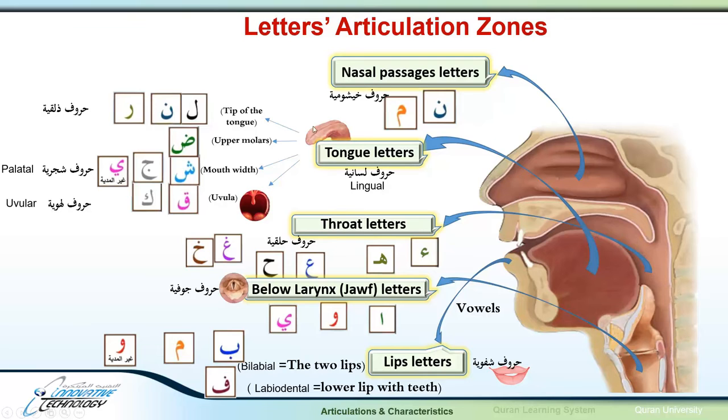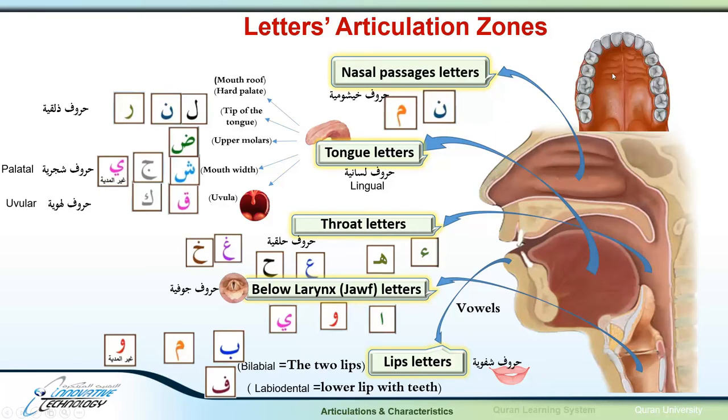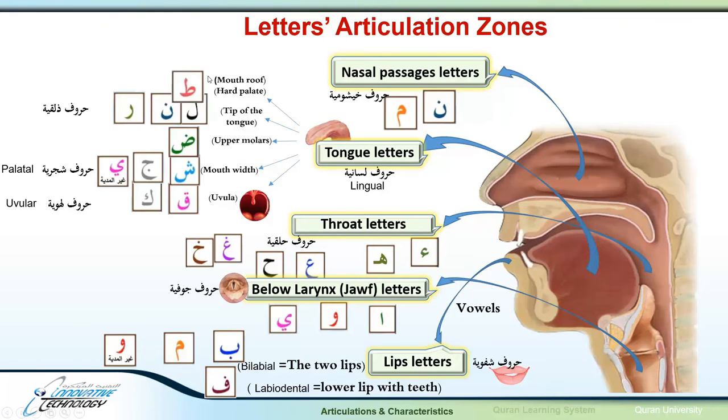Another group of lingual letters is those that come from the mouth roof, from the hard palate, this area, the front end of the hard palate just behind the teeth. And this is how it looks from inside, and this is basically the area that has the ridges at the front of the hard palate here, behind the front teeth. Now, in this area, the following letters come. The ط, and the د, and the ت.